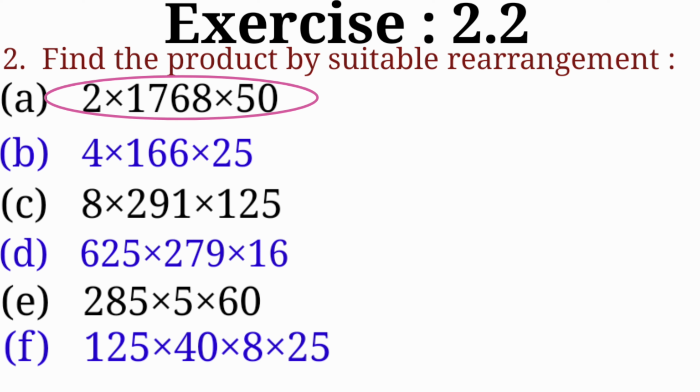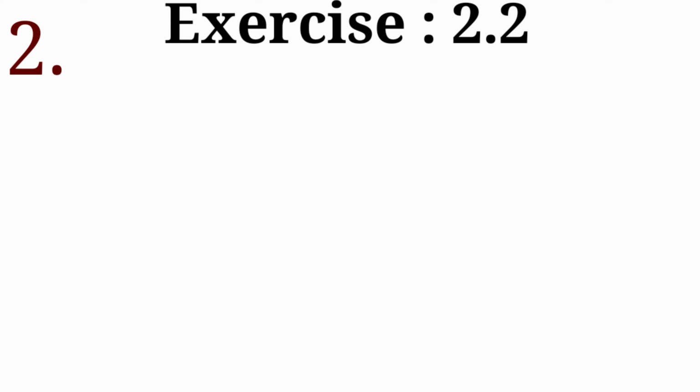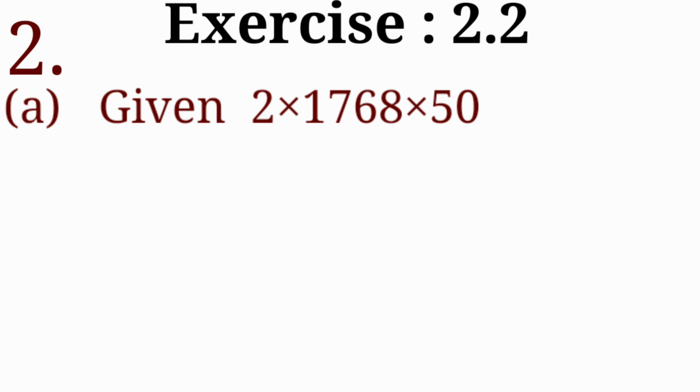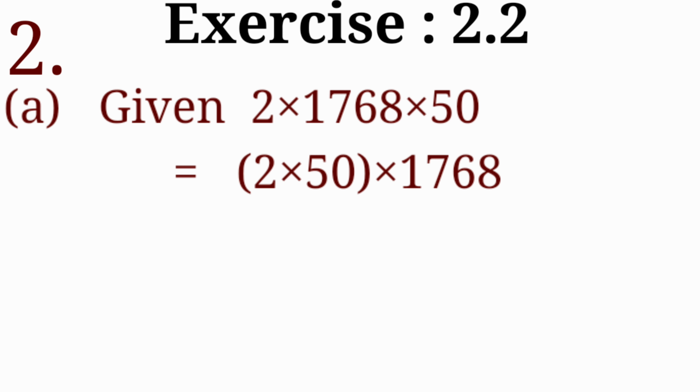Again there is mention that with suitable rearrangement we have to find the product, and as I told you in the previous question, rearrangement means we have to pair up those numbers through which we'll get 0 at the one's place. So if I pair up 2 into 50, there's already a 0, so we'll get one more 0 at the tens place. So I'm going to pair up 2 into 50 in the bracket and then into 1768 outside the bracket.